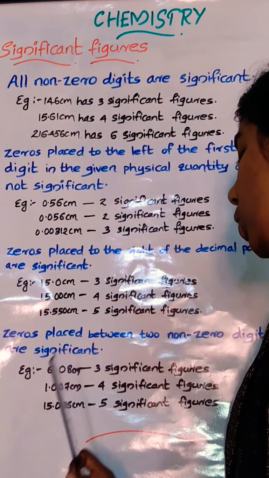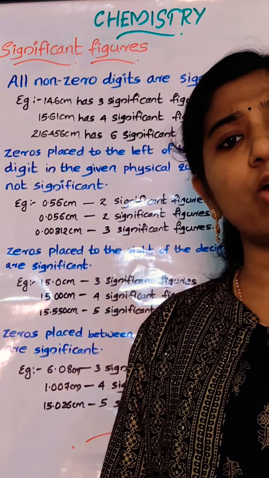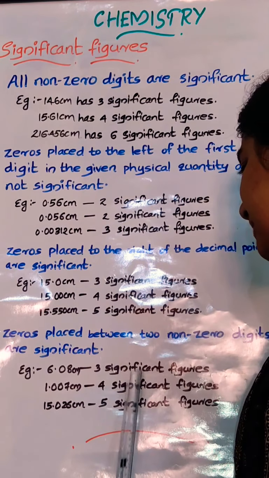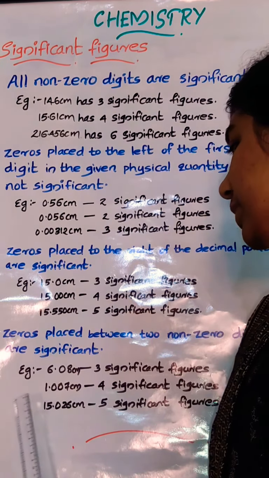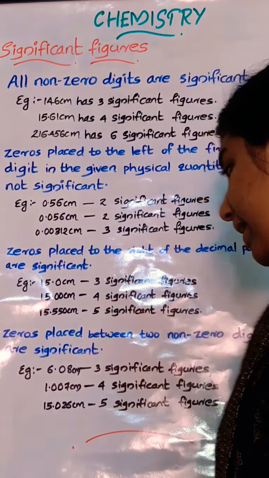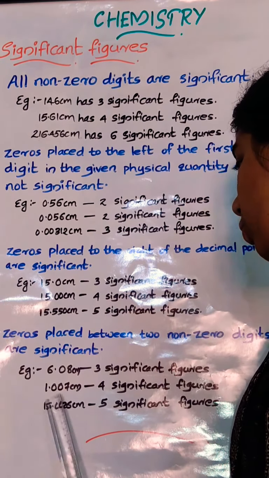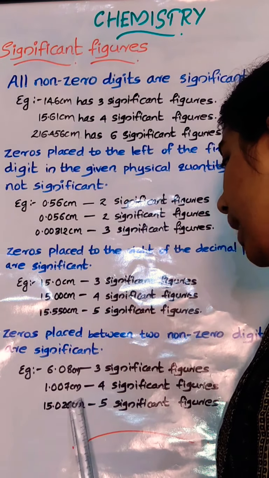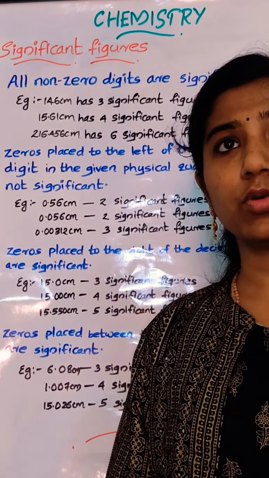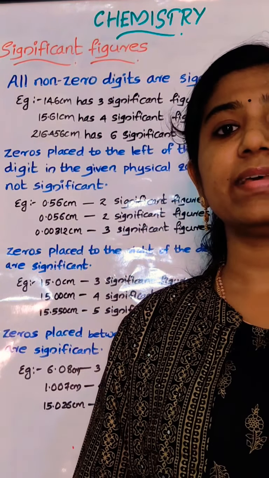Another example, 1.00 centimeter: will it have 3 or 4 significant figures? Okay, then 4 significant figures are there. Then another example we can consider, 15.026 centimeter. It will have 5 significant figures: 1, 2, 3, 4, 5. The 0 in between the 5 and 2 is considered as significant because it is in between the 2 non-zero digits.